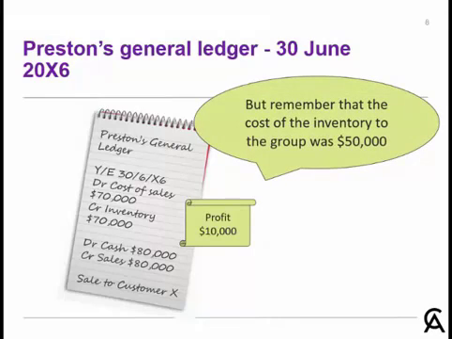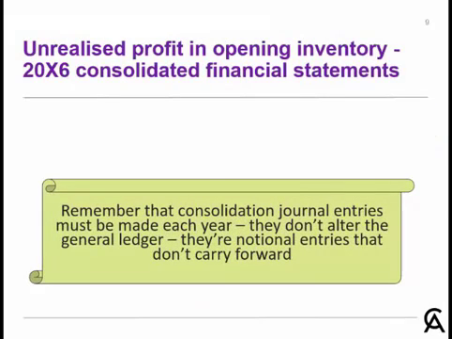But remember that the cost of the inventory to the group was $50,000. But at the moment, what's coming through from Preston's general ledger is cost of sales of $70,000. So we're going to have to do something on consolidation. Now remember that consolidation journal entries have to be made each year. They don't alter the general ledger. So therefore, they're notional entries that don't carry forward.